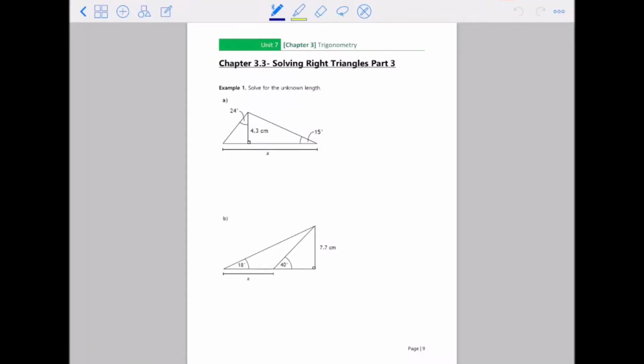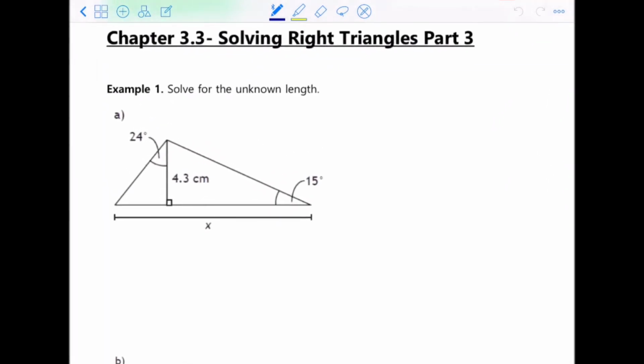Hello everyone. Today we'll go over chapter 3.3, Solving Right Triangles, part 3. Example 1.